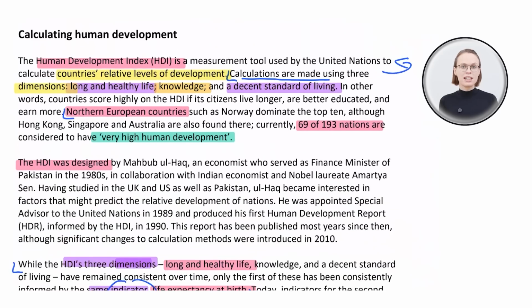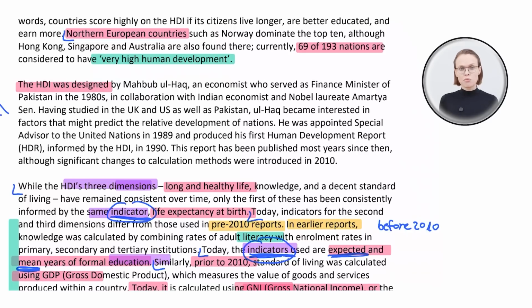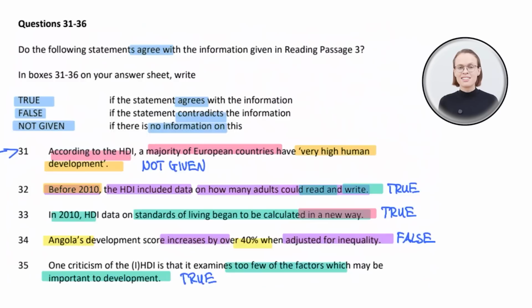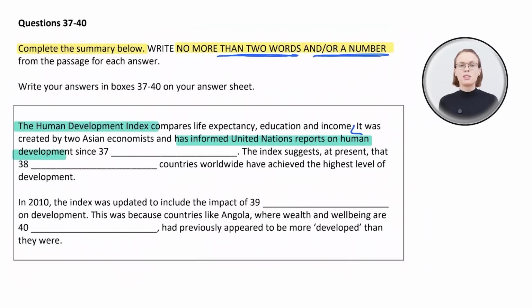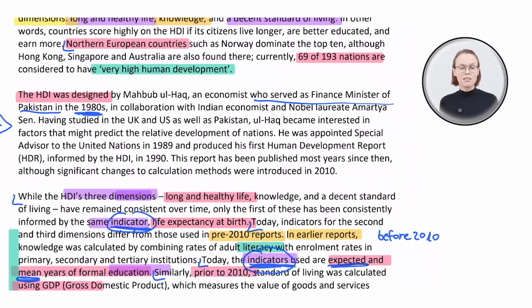So let's take a look at the passage. We are looking for a year, very likely. I can see many years in paragraph 2. Let's check out paragraph 2. Does it tell us anything about when the HDI started to operate? The first number you can see is a year here, and this year is about someone who served as a finance minister of Pakistan. This is not interesting for our question because we want to know since when the HDI has informed United Nations reports on human development, and the United Nations are mentioned here.